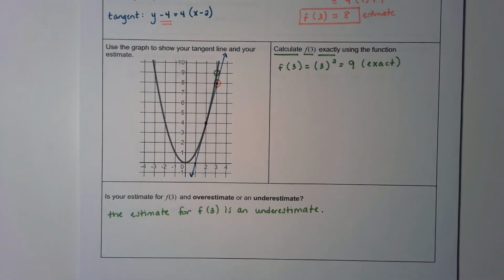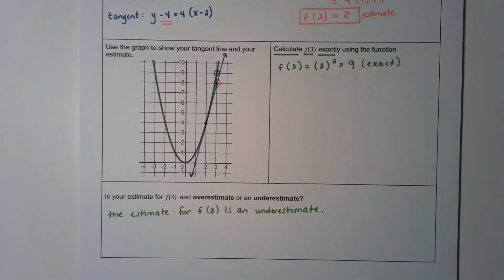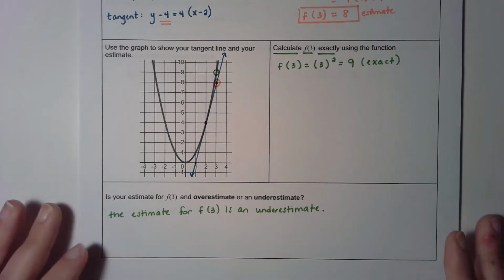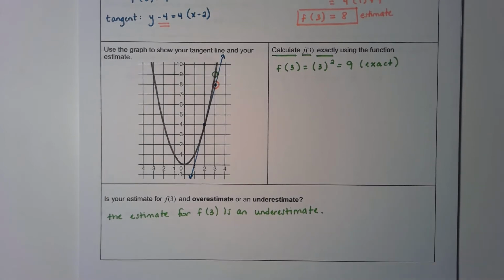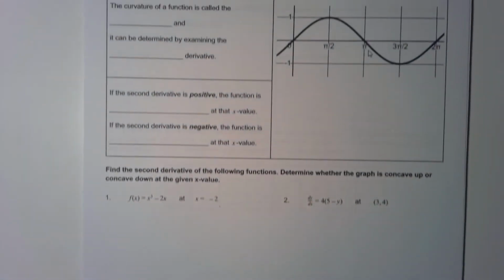The question that we need to answer today is: how can we tell whether we have an under or an overestimate when finding the exact value is not always going to be very easy to do? And we're going to do that using something called the concavity of the function. So when we estimate our value, it could be too big, bigger than the original value. It could be too small, smaller than the original value. And we can determine that using the concavity.